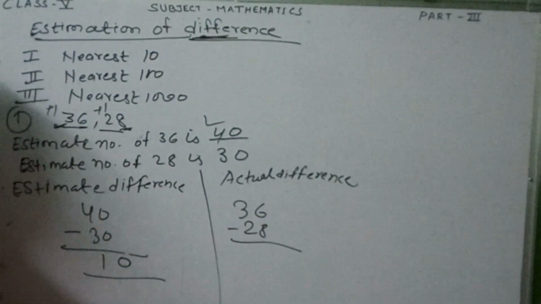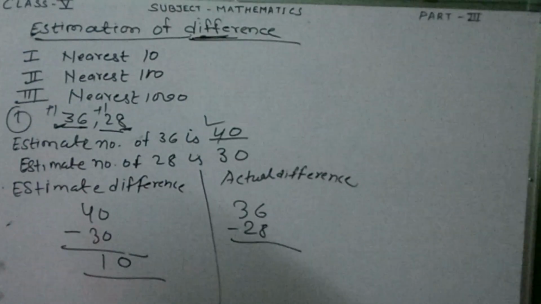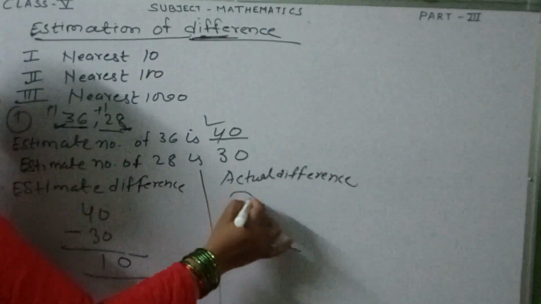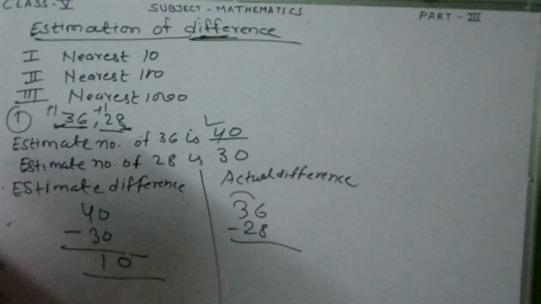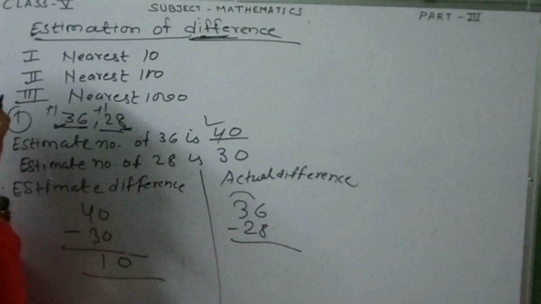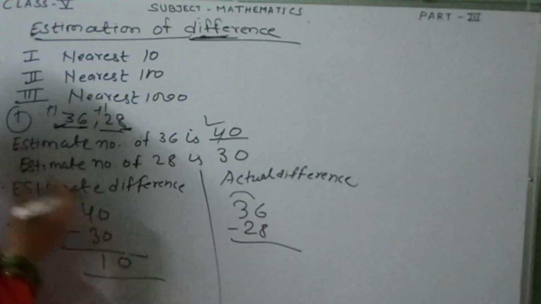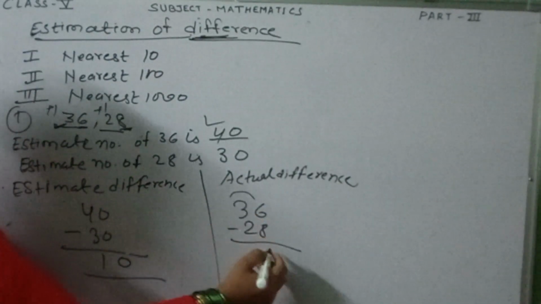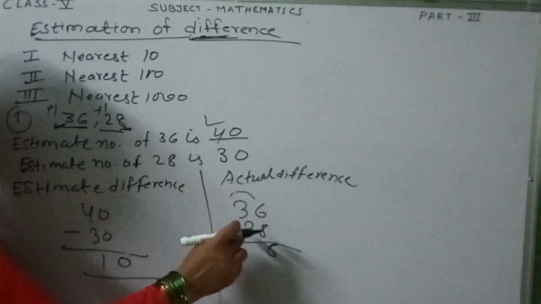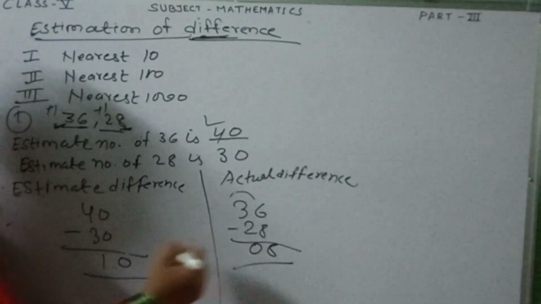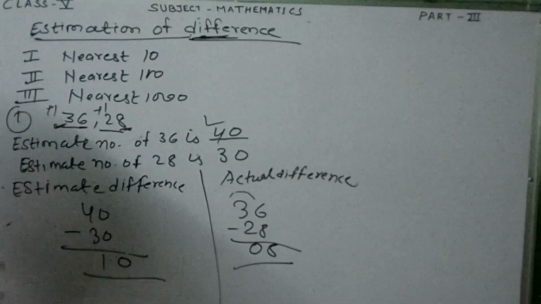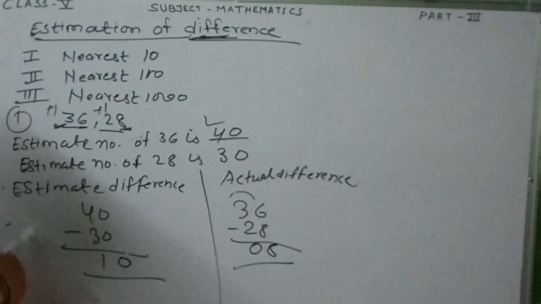Now 6 minus 8, is it possible? No, it's not possible. So what will we do? We will take a carry from the next number 3. Then here 6, if we take the carry from here, it will be 16. Then 16 minus 8, that is 8. And this number will be 2. 2 minus 2, that will be 0. So what is the actual difference of these given numbers? 8. And the estimate difference is 10.